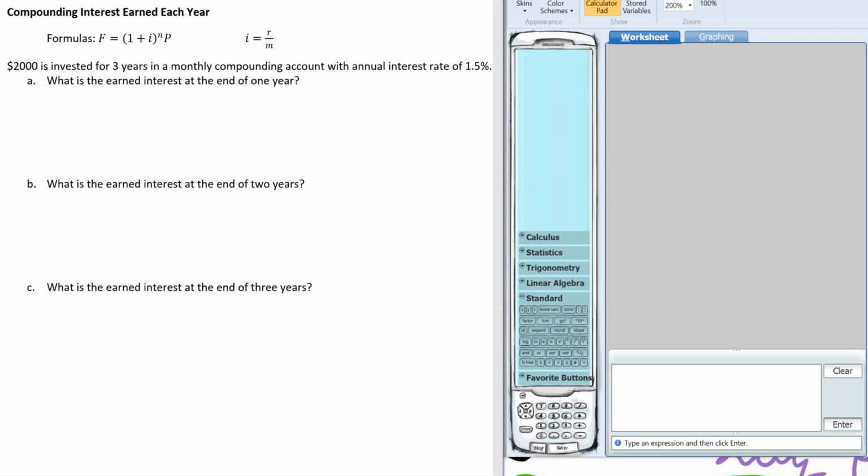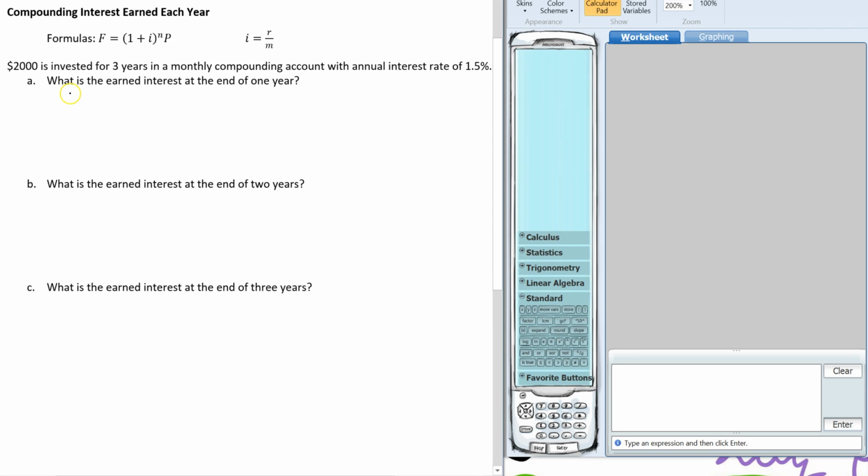compounding interest earned each year. We will continue to use the formulas for compounding interest. In this situation, we have $2,000 invested for 3 years in a monthly compounding account with an annual interest rate of 1.5%. Question A, what is the earned interest at the end of 1 year? Even though the interest and investment occur for 3 years, this question A only wants to know for 1 year.